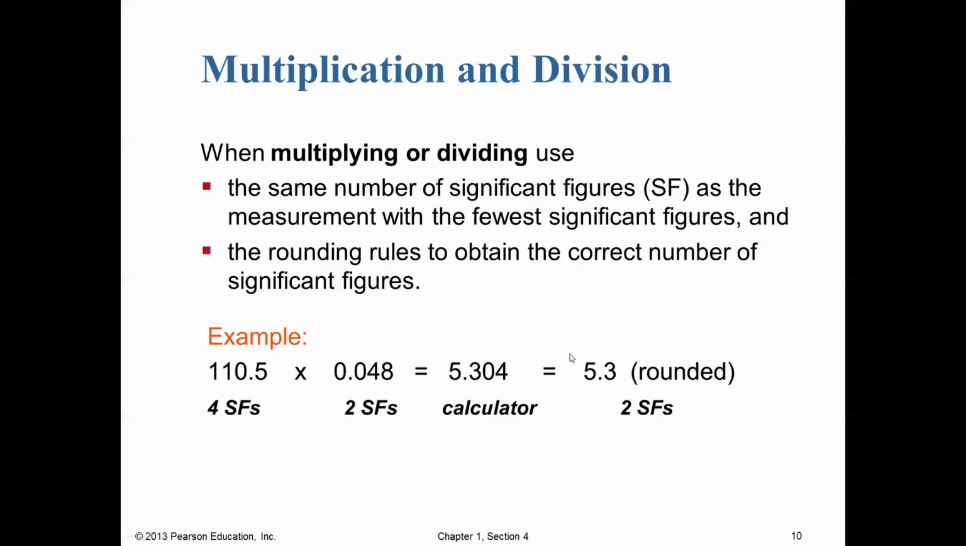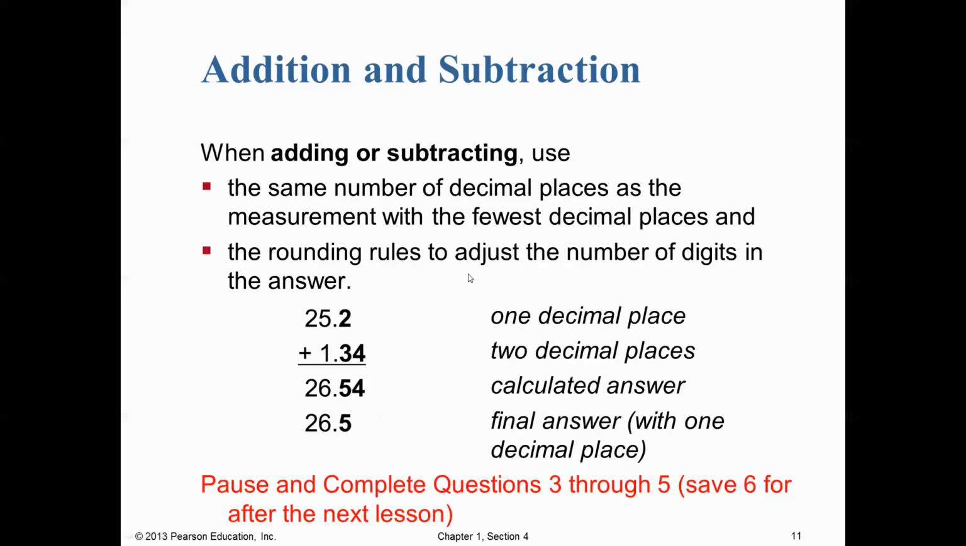We have a similar but slightly different rule that we use for adding and subtracting. We're going to limit our answer decimal places to the measured number with fewest decimal places in our calculation. So if we're adding together 25.2, which is known to 1 decimal place, and 1.34, which is known to 2 decimal places, our calculator will spit out an answer of 26.54.